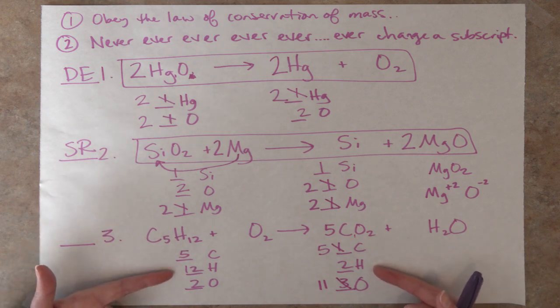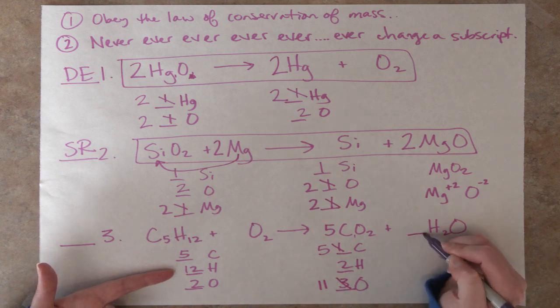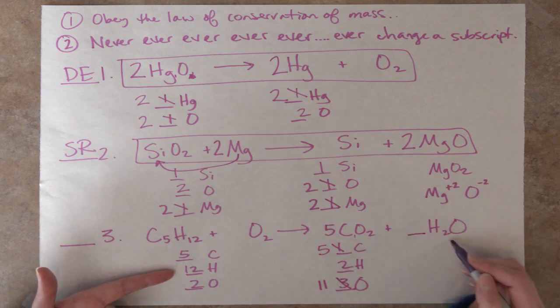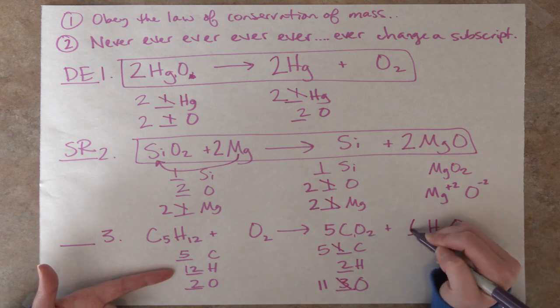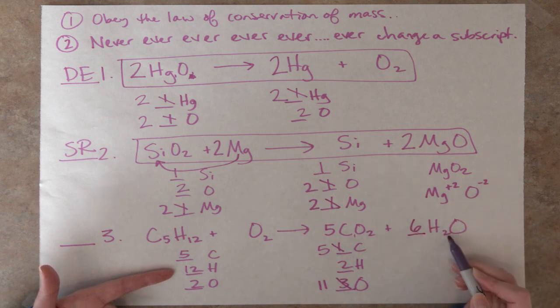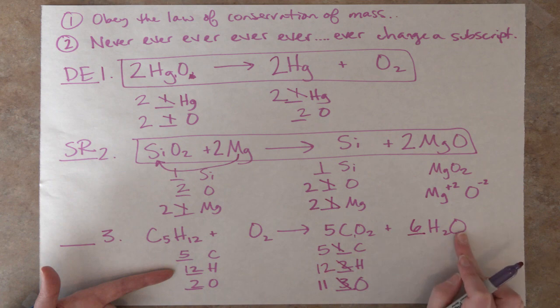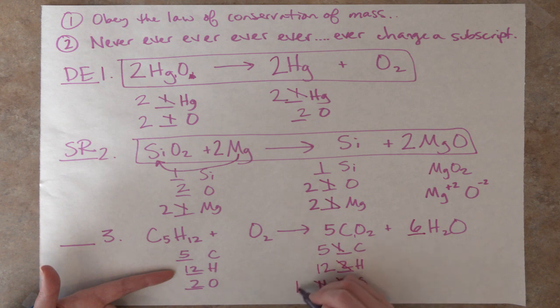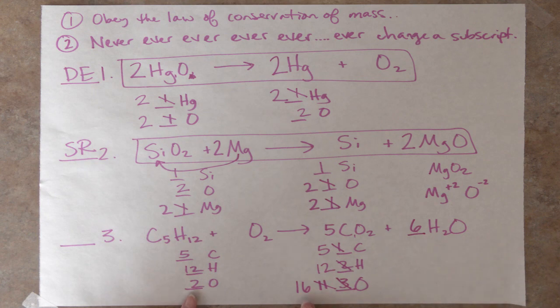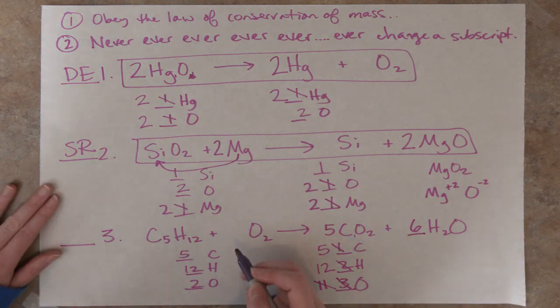My hydrogens, on the other hand, do not. So I need to figure out what coefficient goes here to give me a total of 12 hydrogens. If I place a 6 there, 6 distributes to this 2 to give me 12 hydrogens. But now I've also got 6 oxygens in this location and 10 oxygens in this location for a total of 16 oxygens. So the last thing I need to do is make my oxygen tallies match.